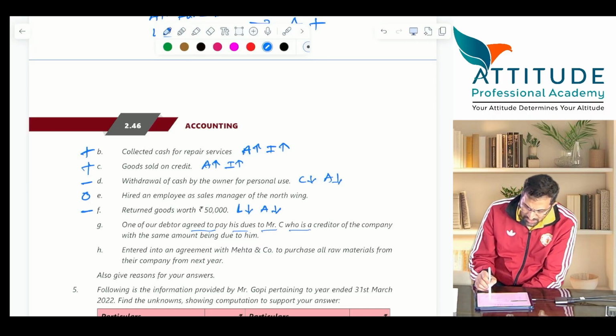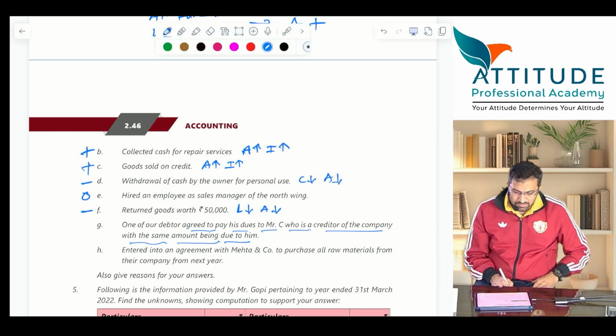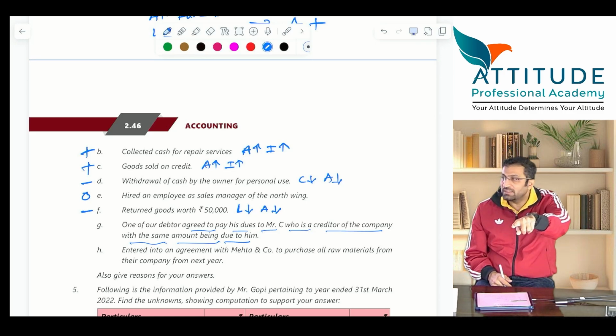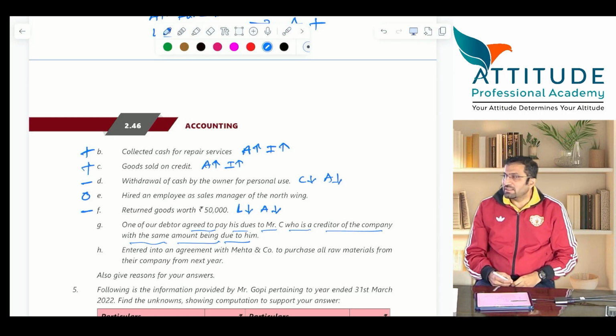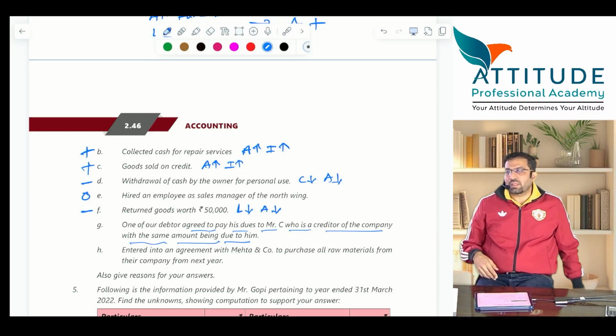One of the debtors agreed to pay his dues to Mr. C, who is the creditor of the company, with the same amount being due to him. Is this understood? One of our debtors, your debtor, is ready to pay to your what? Creditor.